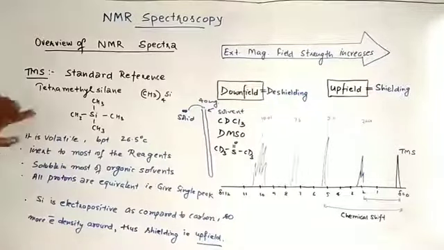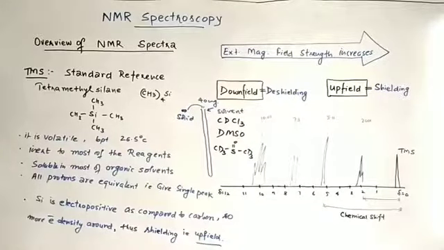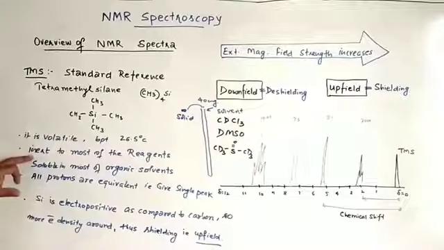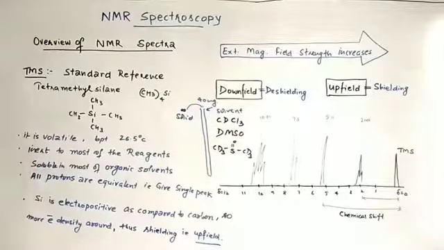So next, the properties of this TMS. First, it is volatile, so it can be easily evaporated after we take the NMR spectra. Similar to most reagents, it is soluble in most organic solvents.